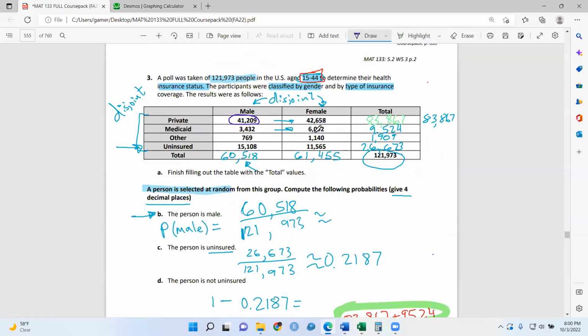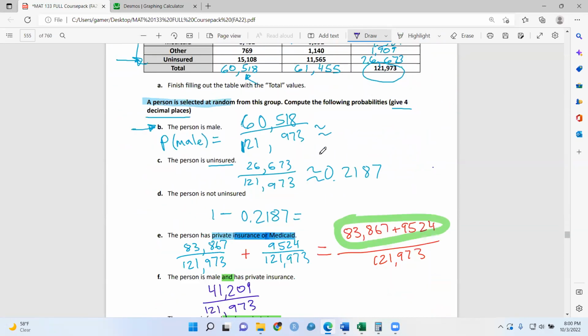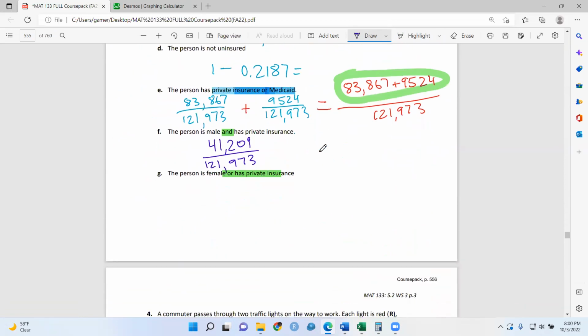And that is, let's see, how many females are there? 61,455. That's what's wrong. My laptop is overheating. So let me get that down and we're out of time. Sorry, if you all need to take off, take off.